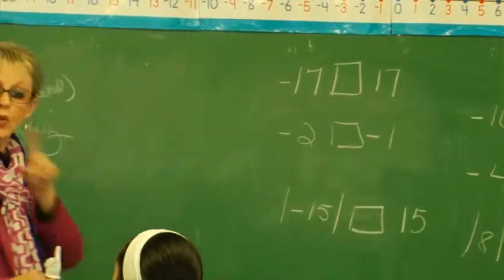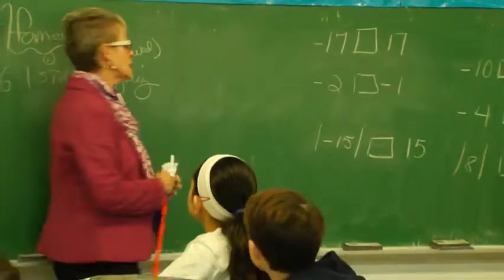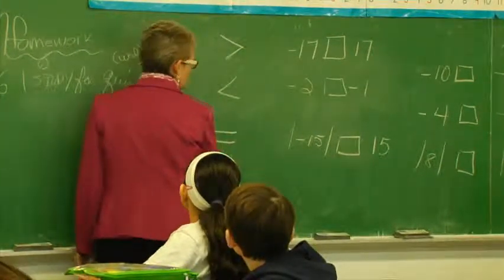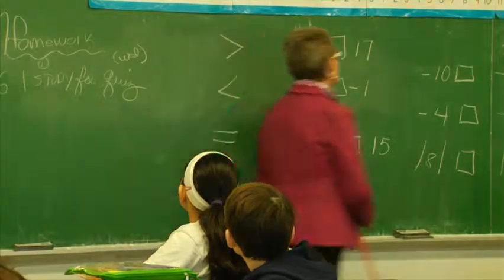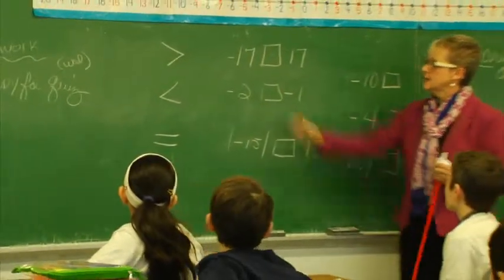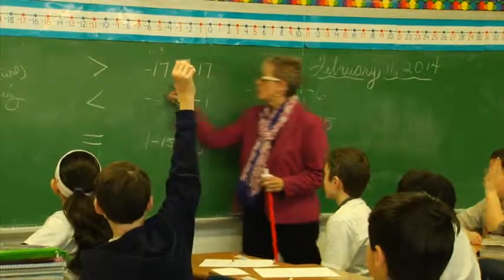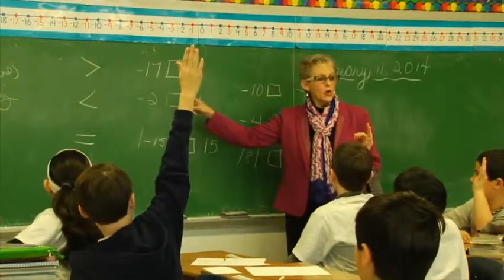Now we're going to compare. When we compare, we use 3 symbols you are familiar with: greater than, less than, equal to. That's the symbol you're going to use. Ready? First one. Negative 17, 17. Which sign would you put in there? Greater than, less than, or equal to?